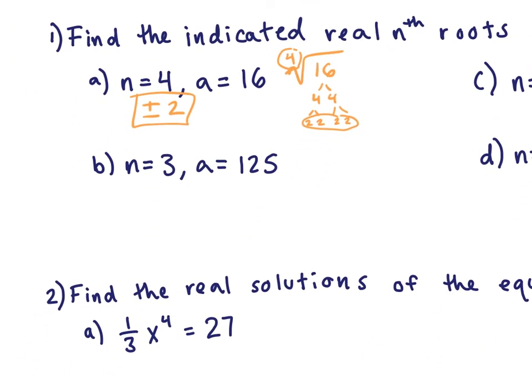All right, let's look at B. If it's odd and positive, how many answers are we going to have? Just 1. So what are our factors of 125? 5 and 25. What are our factors of 25? 5 and 5. We circle groups of how many? 3. So we have 5. What's our answer? Just 5.